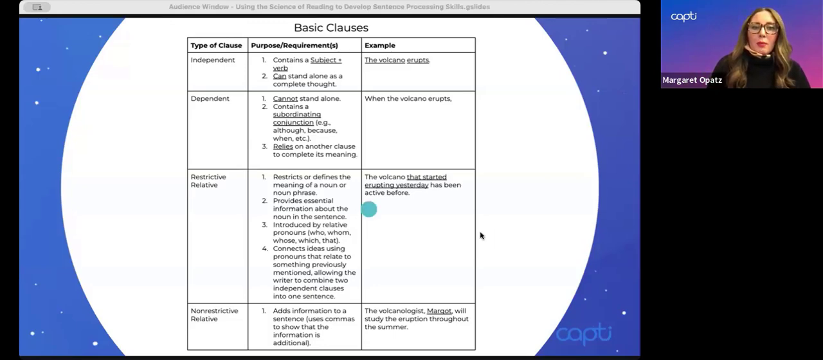So for this one, we could teach them again the purpose or the requirements of it. So we're going to define the meaning of the noun or phrase or noun phrase. So the volcano that started erupting yesterday, when we have this underlined restrictive relative clause, that's really adding information. We're specifying what volcano are we talking about. And this would be a way to help them also differ in their language construction. So instead of maybe it was Kilauea erupting, instead of saying Kilauea, Kilauea all the time, they can get more creative in how they're constructing sentences to offer that variation for their reader.